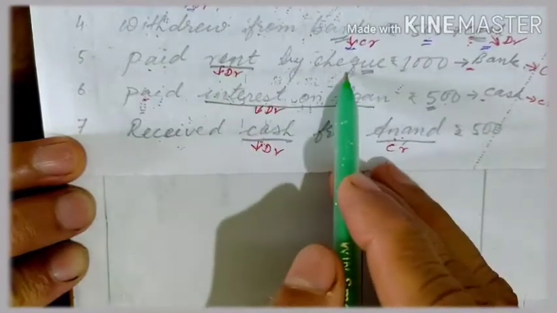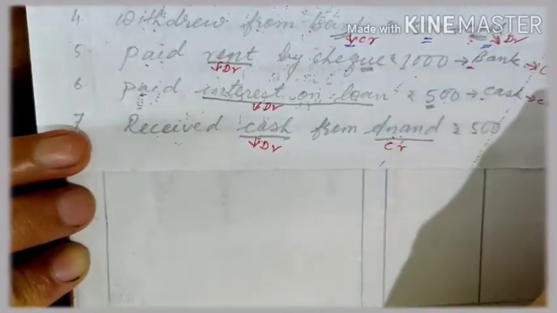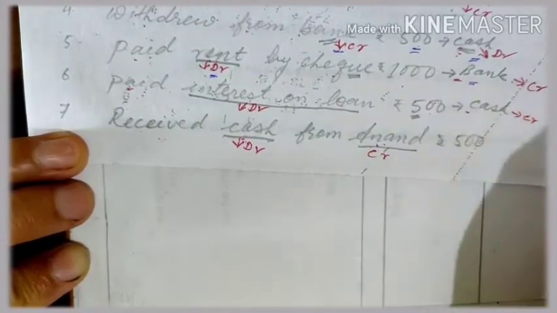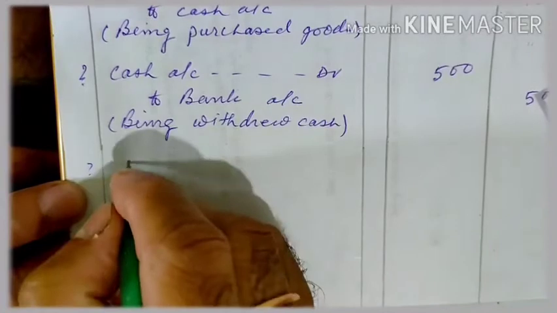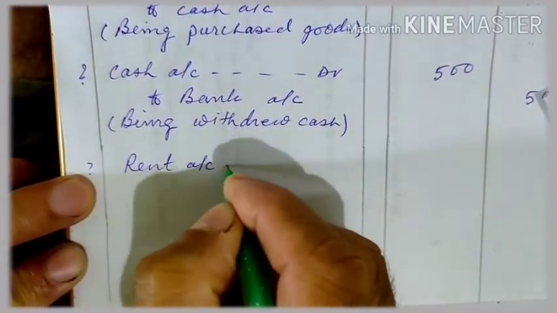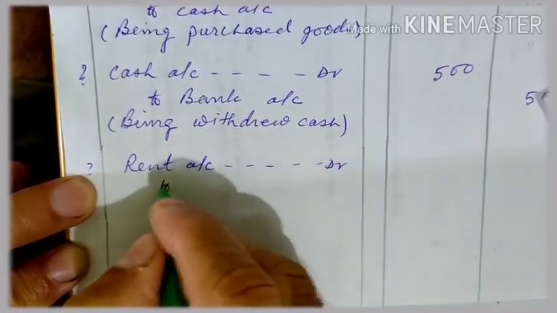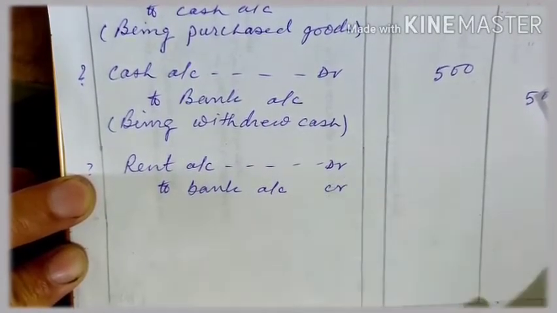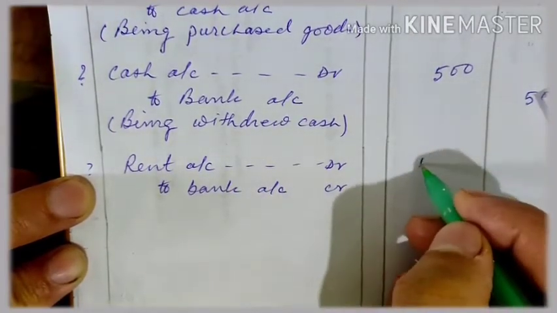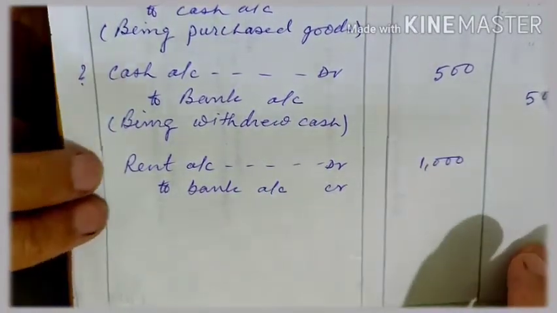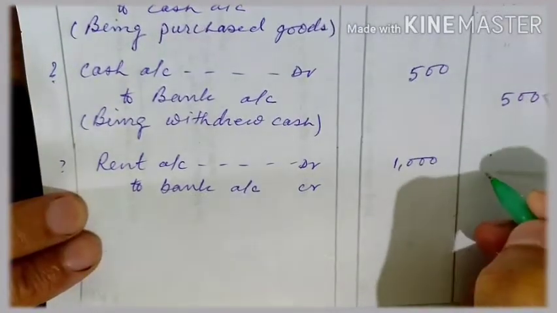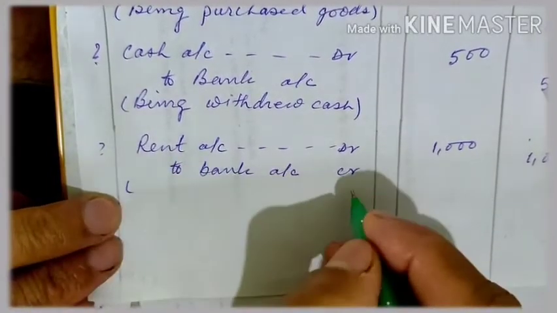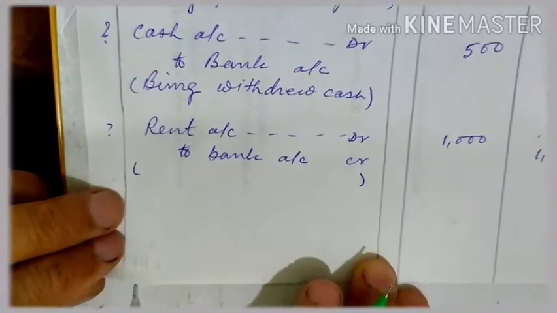Paid rent by check rupees 1,000. So what is debit here? Rent is debit and bank is credit. So what will be the entry? Rent account debit to bank account credit. Amount is 1,000, and you will write the narration being paid rent.